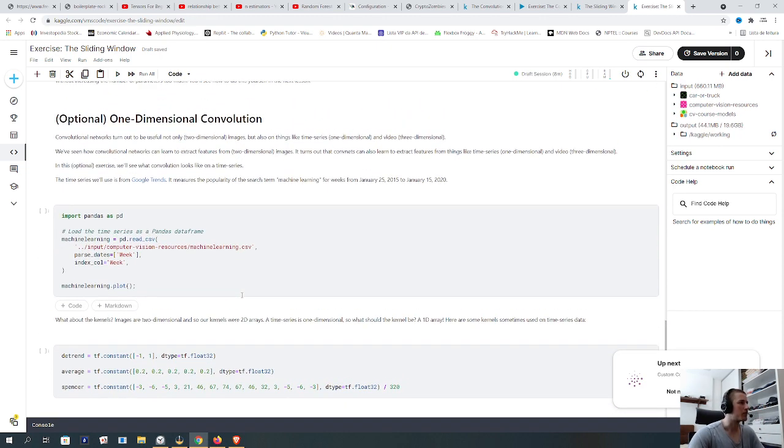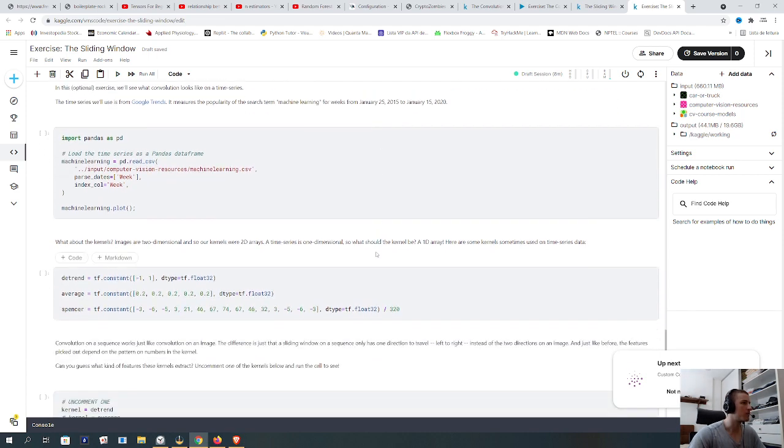Optional, one-dimensional convolution. Convolutional networks turn out to be useful not only on two-dimensional images, but also on things like time series, one-dimensional, and video, three-dimensional. We've seen how convolutional networks can learn to extract features from two-dimensional images. Turns out that convnets can also learn to extract features from things like time series and video. In this optional exercise, we will see what convolution looks like on a time series. The time series we use is from Google Trends. It measures the popularity of the search term machine learning for weeks from January 25th to January 15th of 2010.